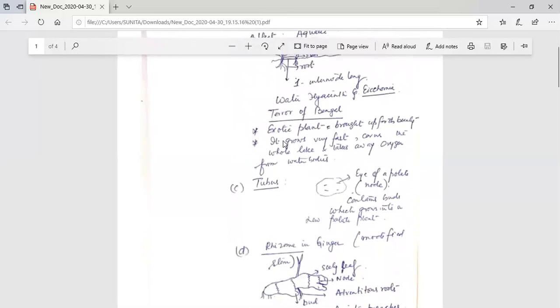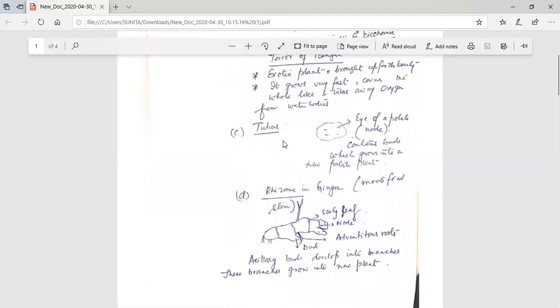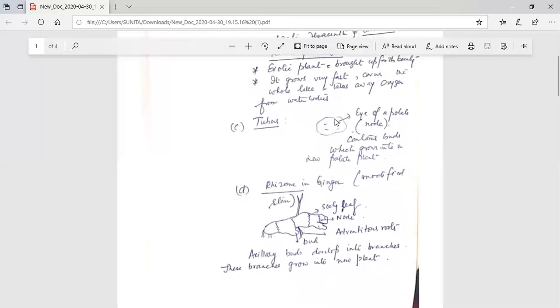Next is tuber. It's again a modification of the stem. In the case of a tuber, what we are seeing are the eyes of a potato, which are actually the nodes from where the adventitious buds grow, and that adventitious bud grows into a new plant. So that helps in reproduction.